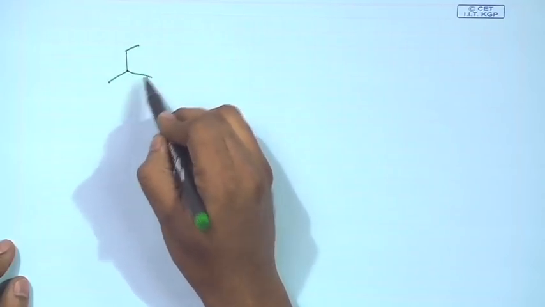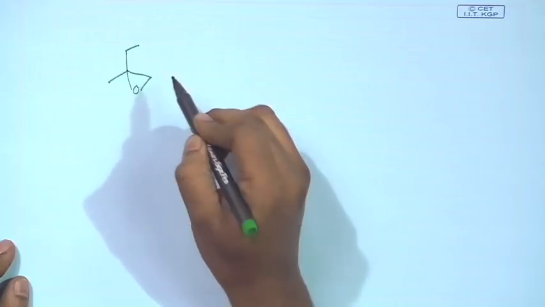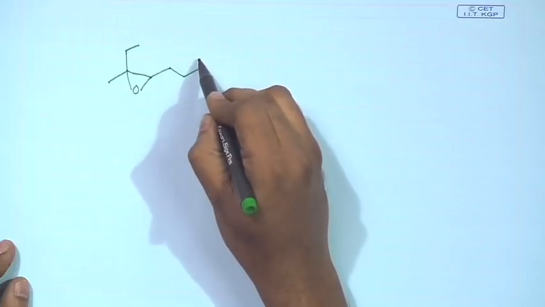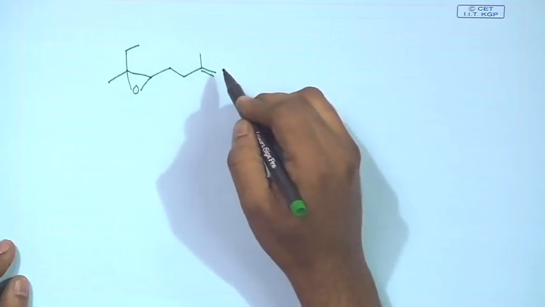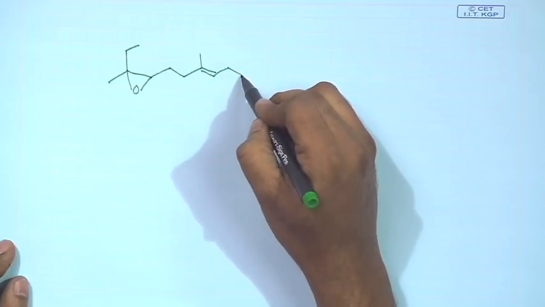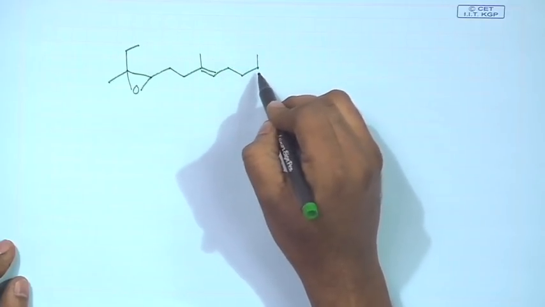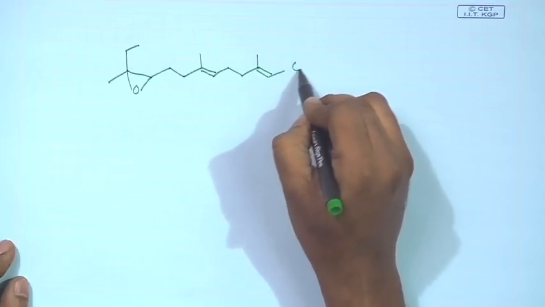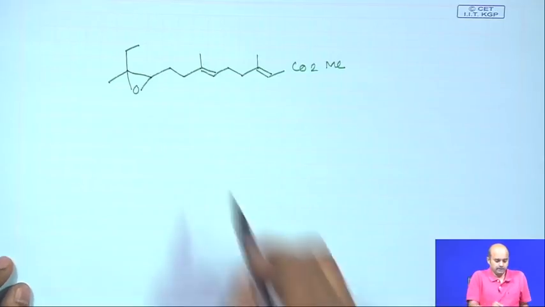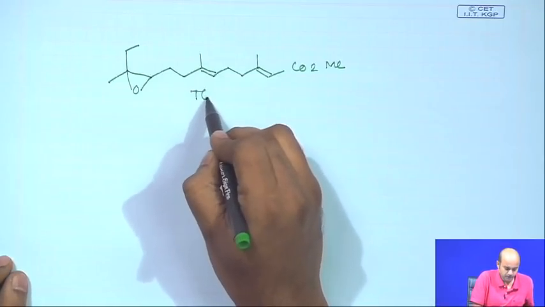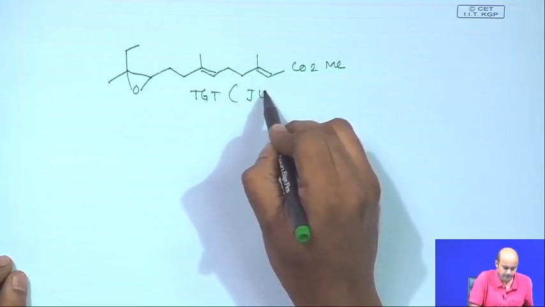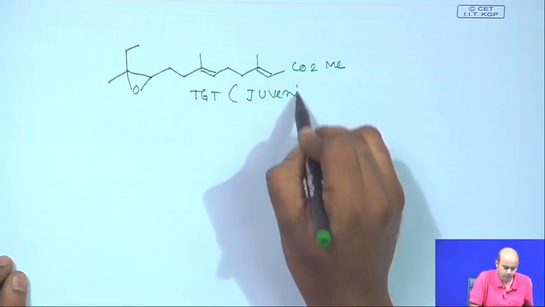This target is a little bit complex, but nevertheless you try to get the target very efficiently. This is a natural product. And this natural product was basically named as juvenile hormone.